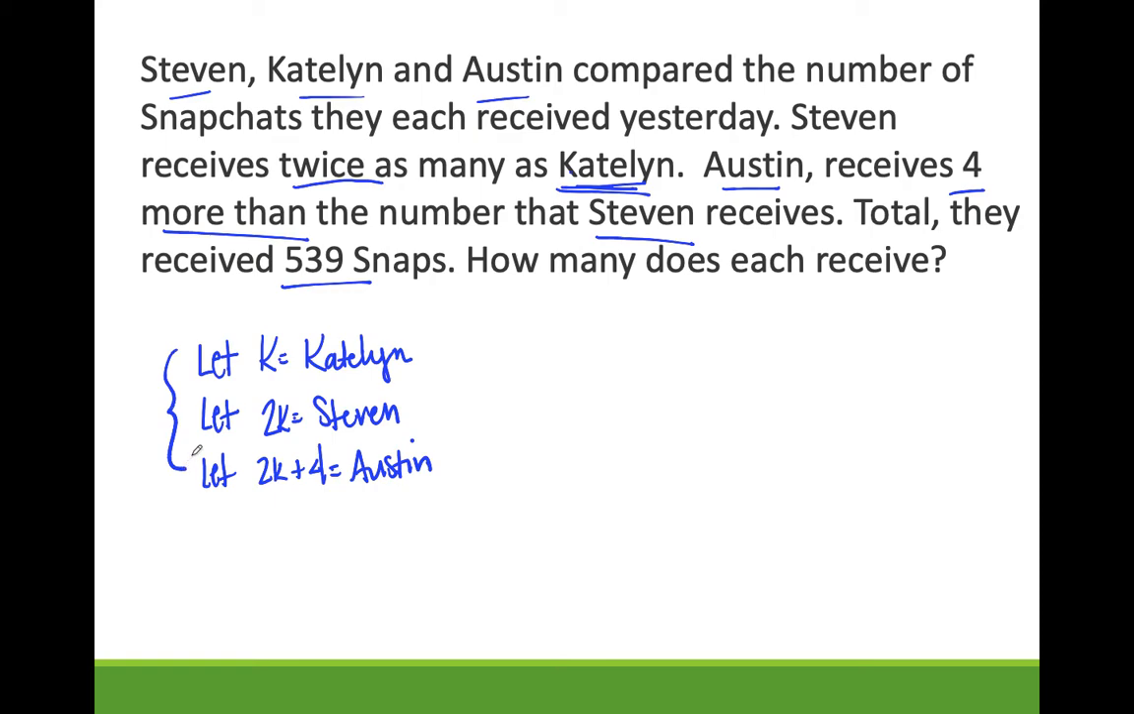So depending on how many people or items are in the problem, you might have more than 2 let statements. So then for our final equation, that's the hard part. All you have to do is add all of those together. K plus 2K plus 2K plus 4 equals 539 snaps.